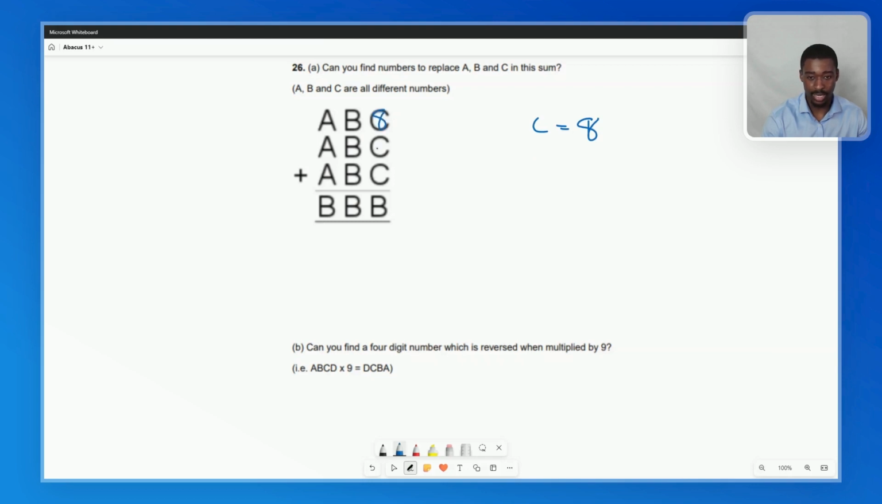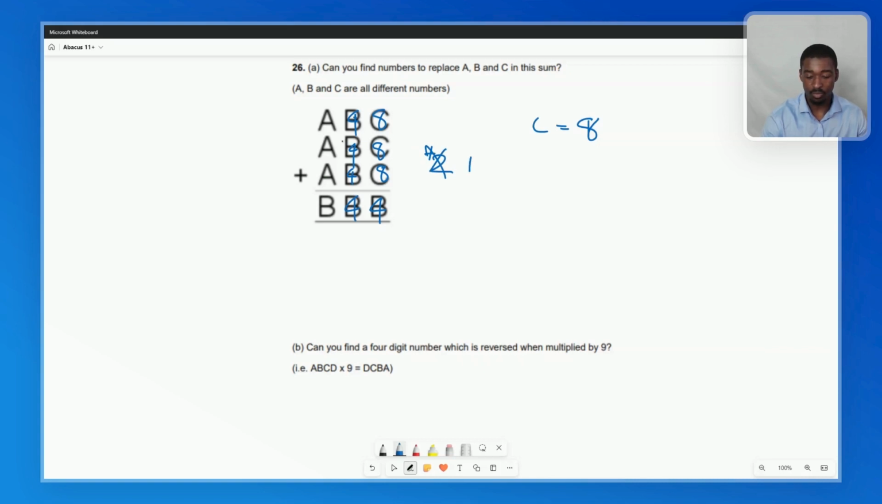We have 8 plus 8 plus 8, which is 8, 16, 24. So 4, carry the 2. And then we have 4 plus 4 plus 4, which is 4, 8, 12. Add the 2 is 14, which works.